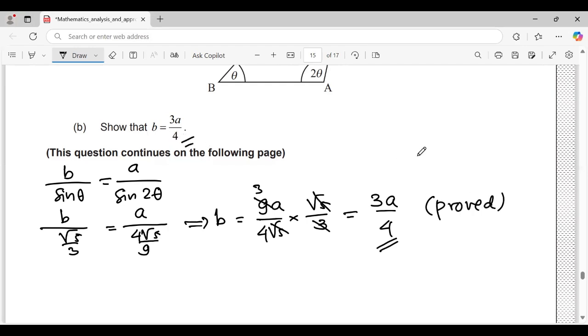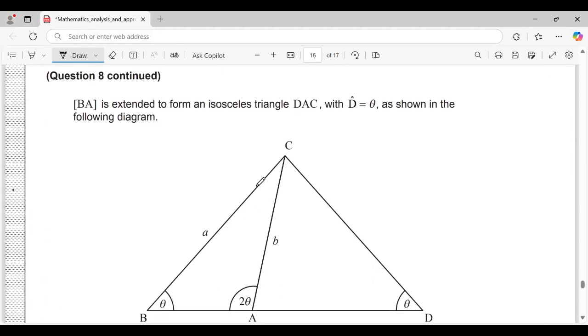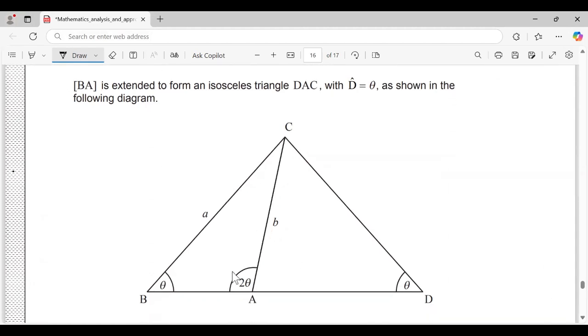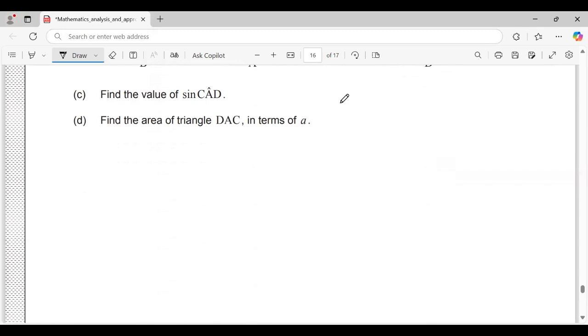Next part C. BA is extended to form an isosceles triangle. This is an isosceles triangle, so if this is A, it means this side DC is A, with angle D being theta, as shown in the following diagram. Find the value of sine angle CAD.